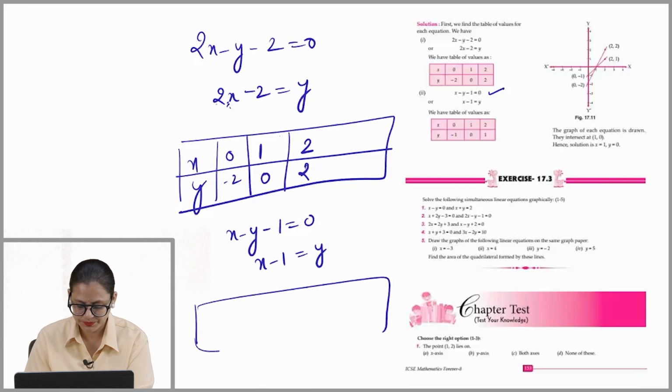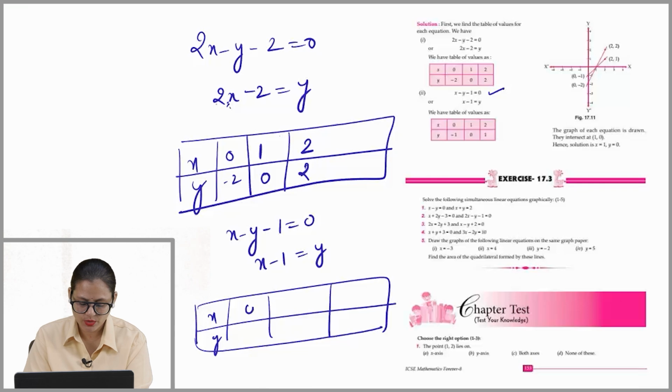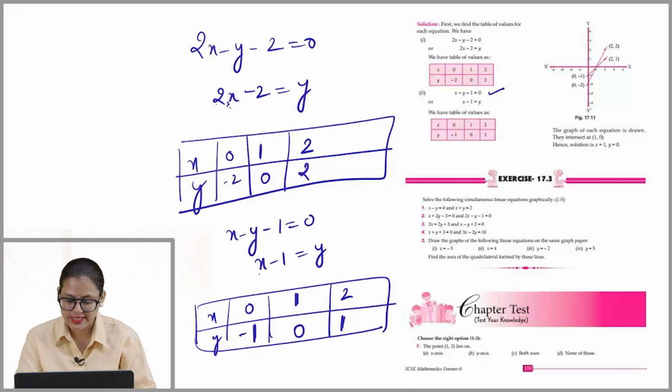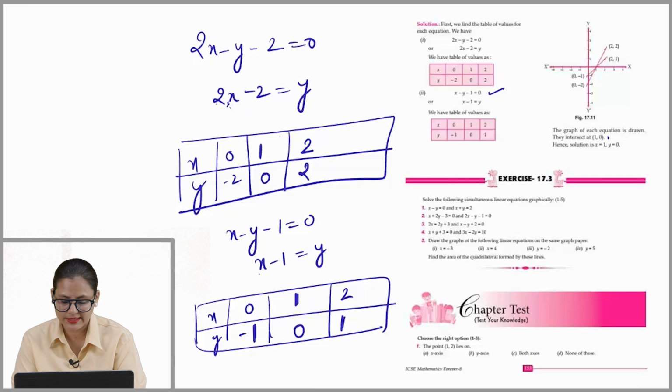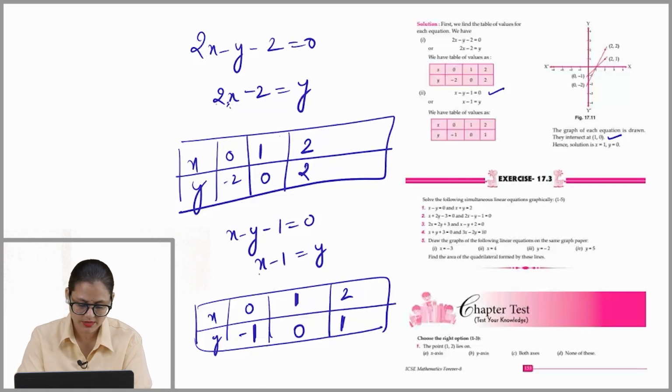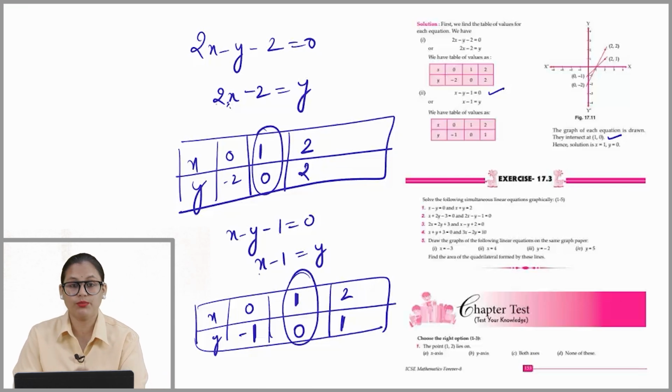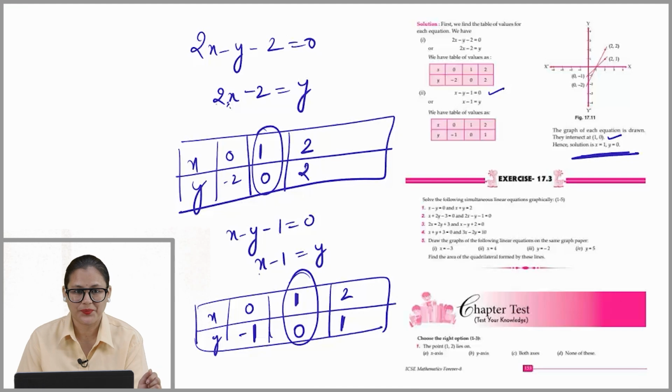Now make the table of x and y. If you put the value of x as 0, 0 minus 1 is minus 1. So the value of y is minus 1. If you put the value of x as 1, 1 minus 1 is 0. If you put the value of x as 2, 2 minus 1 is 1. And now you will plot the graph. Here you can see the point of intersection is (1, 0), because this point is the same in both the equations, right? So the solution is x is equal to 1 and y is equal to 0.